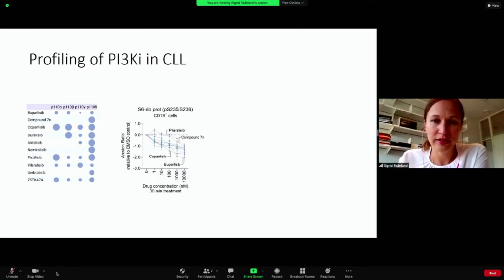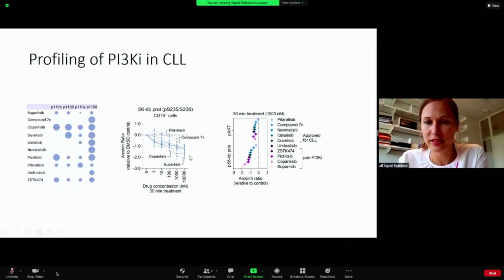So we first look at the activity on the PI3 kinase signaling. So here we look at the protein downstream of PI3 kinase called S6 ribosomal protein. And again, you have a concentration on this axis, and each line indicates one drug. So as expected, we see that they all inhibit cell signaling. And this has been quantified here for 2 proteins downstream of PI3 kinase. And what we could see was that the PAN inhibitors, those inhibitors that inhibit all isoforms, are most active.